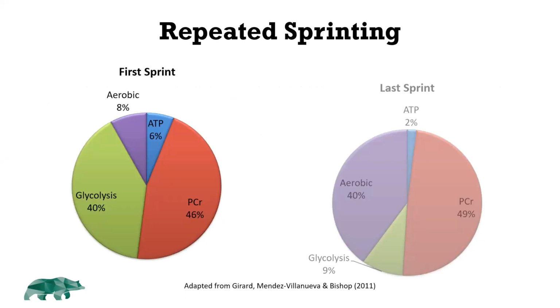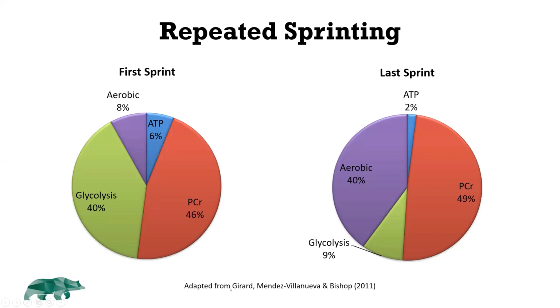So just a quick look here. This is something out of a couple of really good review articles by Girard, Mendez, and Bishop. The protocol that we're looking at here was 10 6-second sprints separated by 30 seconds rest in between each one. And as you can see, the contribution of energy systems changed significantly between the first and last, where anaerobic glycolysis is fairly dominant in the first sprint and dipping down to sometimes less than 10% in the last sprint. And then when we look at aerobic metabolism, it contributes less than 10% in the first and then up to 40% in the last sprint of a protocol such as this.